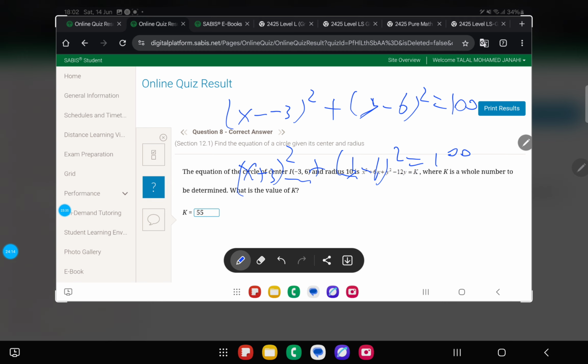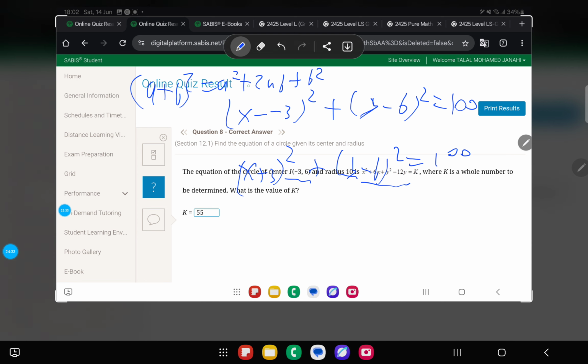So now, what they gave us here is an expanded form in the answer. So you want to expand it here, right? So you know the rule, a plus b squared equals a squared plus 2ab plus b squared, right? So we're going to do the same thing here. x plus 3 squared, we expand it. x squared plus 6x plus 9.